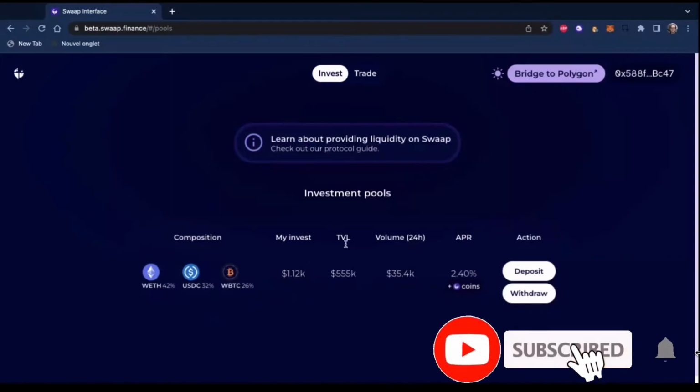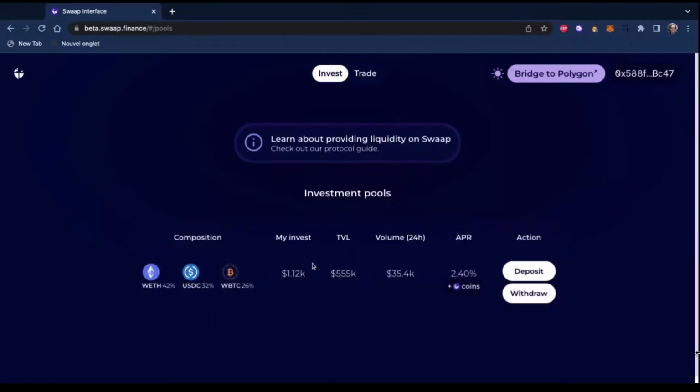So the rest of the information is very classic, I would say. You have your investment, so your share of the pool. Here, for instance, I have a bit more than 1K in the pool. The TVL of the pool is 555K, and the volume over the 24 hours is 35K, which means that the trading APR, so the revenue that comes only from trading, is 2.4%.